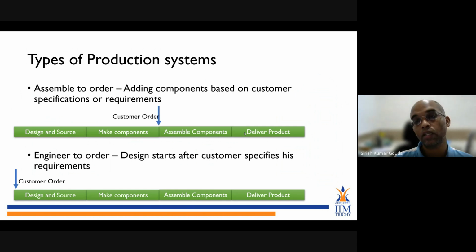Now, these are the different types of production systems, and based on these production systems, the processes that are used, the lead time that is there, the variety that you can provide, all of that changes.